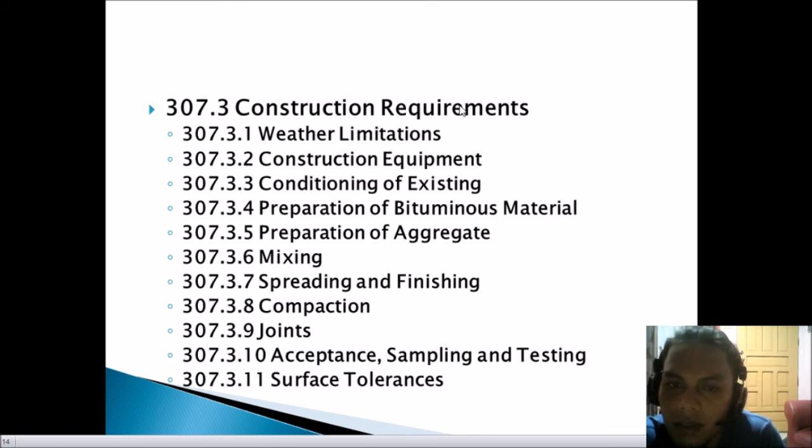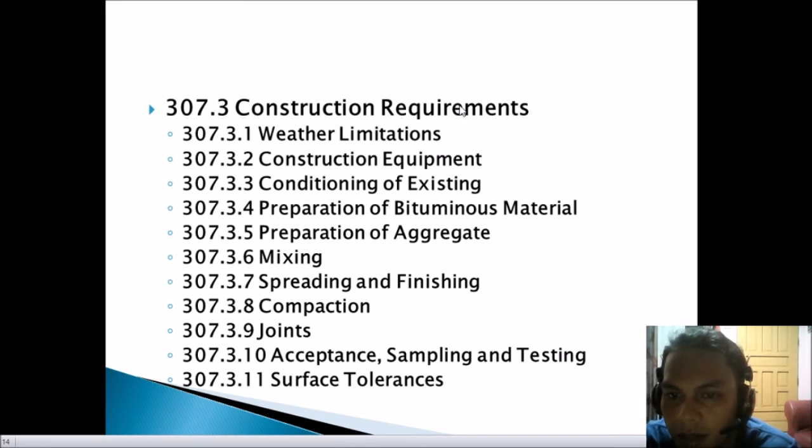So next is the 307.3.5, the preparation of aggregates. Aggregates for plant mill mixing shall be heated, dried, and delivered to the mixing temperature within the range of plus or minus 17 degrees Celsius or 30 degrees Fahrenheit. The moisture content of the aggregate shall not exceed 1 mass percent at a time.